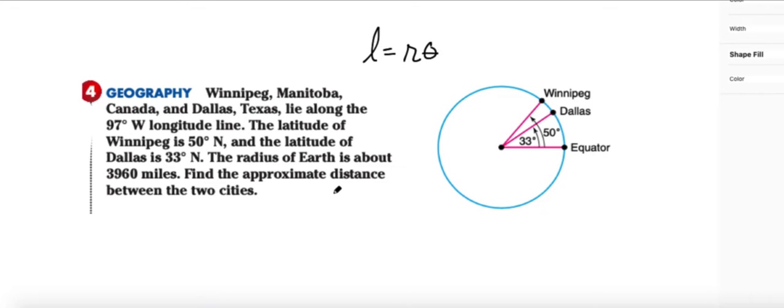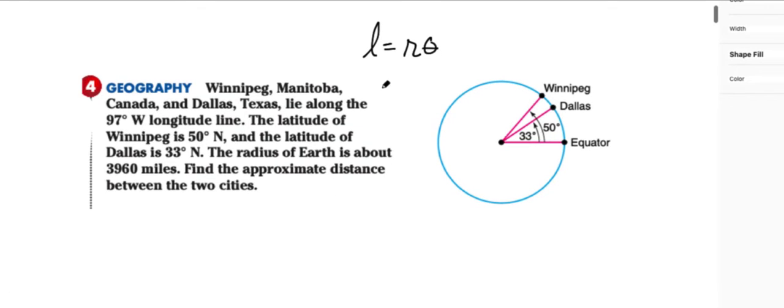Okay, so let's take a look at this next example. It says Winnipeg, Manitoba, Canada, and Dallas, Texas lie along the 97th west longitudinal line. So we're looking at a cross section of the earth, and we see that they're on the same line. The latitude of Winnipeg is 50 degrees north, and the latitude of Dallas is 33 degrees north, and so we have it here. The radius of the Earth is about 3,960 miles. Find the approximate distance between the two cities.